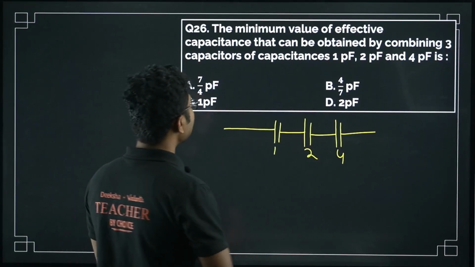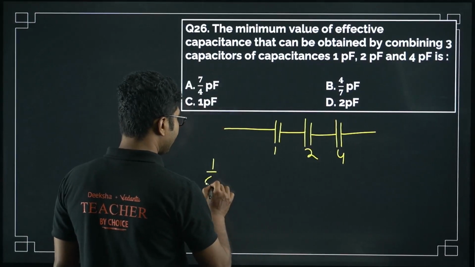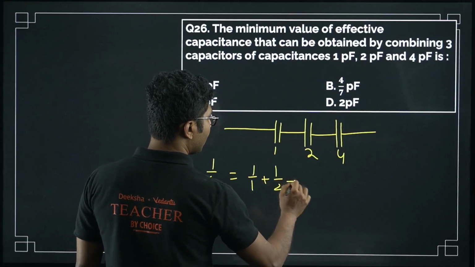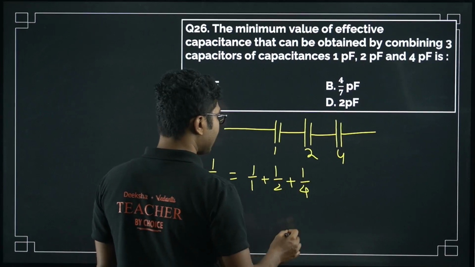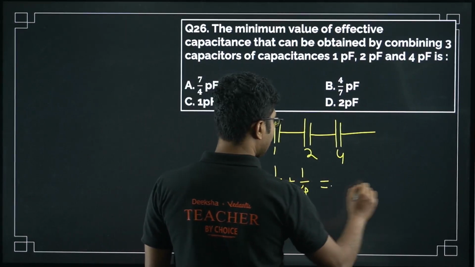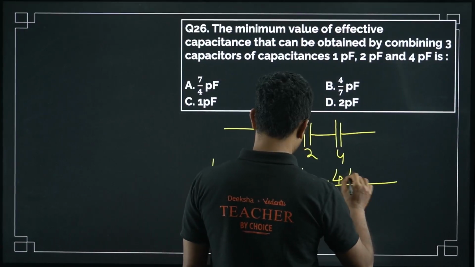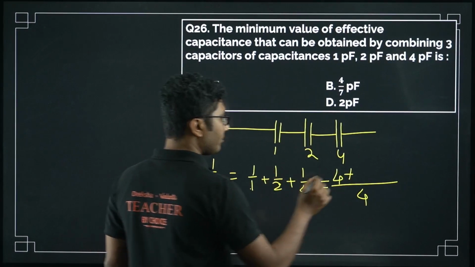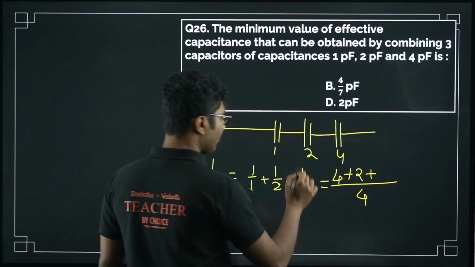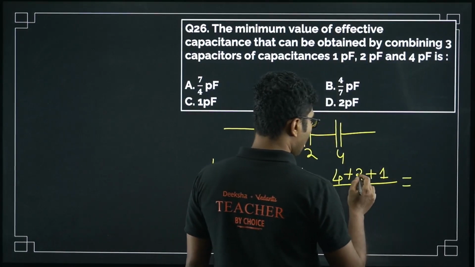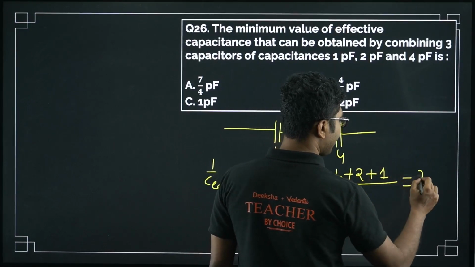So the minimum capacitance we are trying to find. 1 by C equivalent is equal to 1 by 1 plus 1 by 2 plus 1 by 4. There is no shortcut here because three capacitors are there. LCM is 4. So 4 ones are 4, plus there is 2. So 2 twos are 4, plus 2, and then we have another 4. So this will be 1 only. So it will be 6 plus 1, 7 by 4.